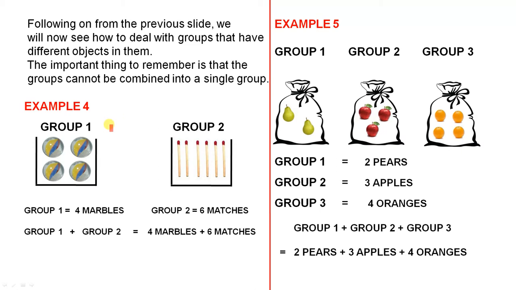So here's example 4. Group 1 has 4 marbles, Group 2 has 6 matches. Group 1 plus Group 2 is 4 marbles plus 6 matches, and you have to leave the answer like that.